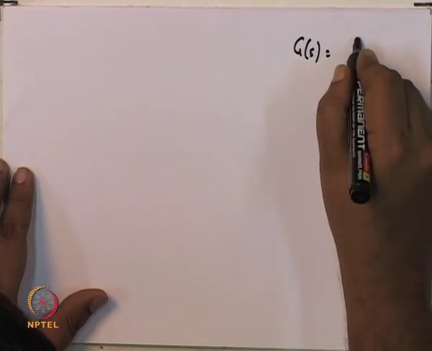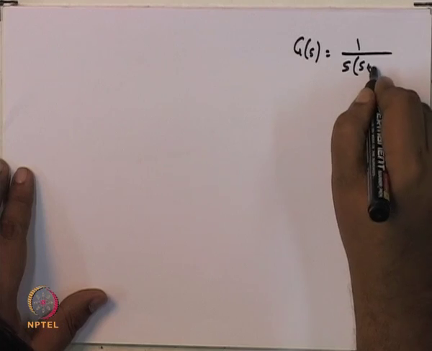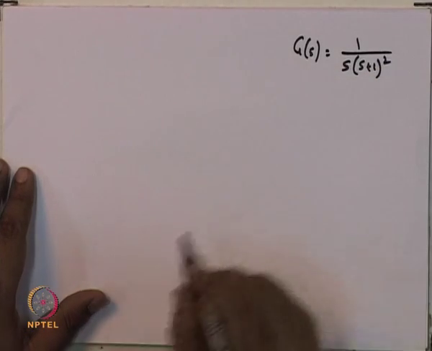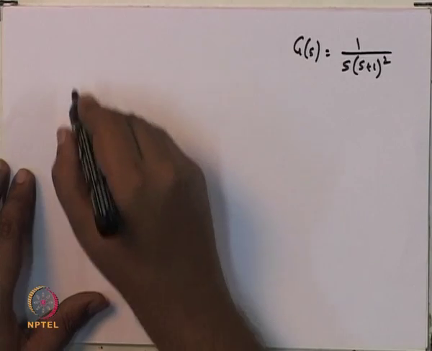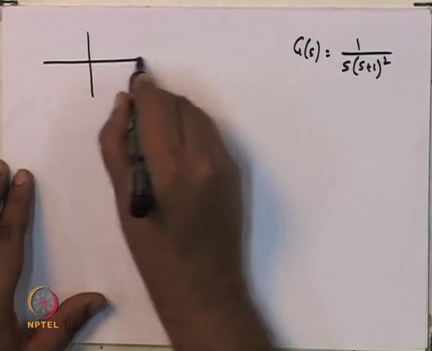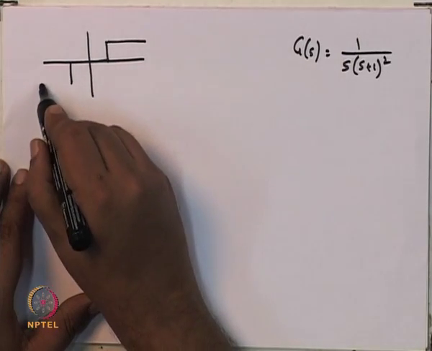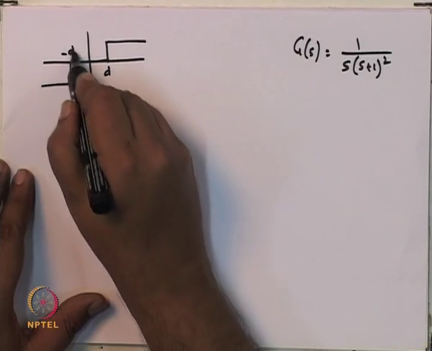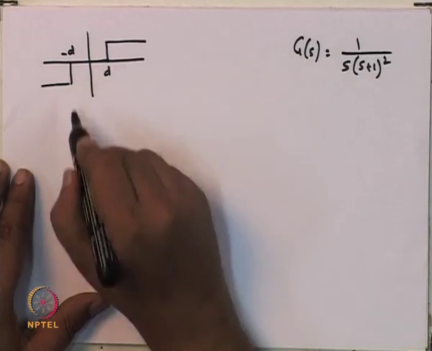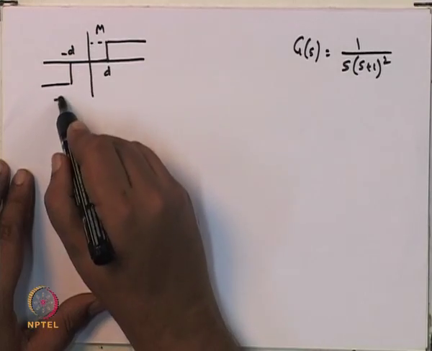Okay. We can now analyze the nonlinear system that you get by taking the same linear plant as before. So let's take the same linear plant, which is 1 upon s into (s plus 1) squared. But this time the nonlinearity that we consider is the other nonlinearity, which is the relay with dead time. So it has characteristics like this. So this is d, this is minus d. So when it's larger than d, then you get plus m, minus m.